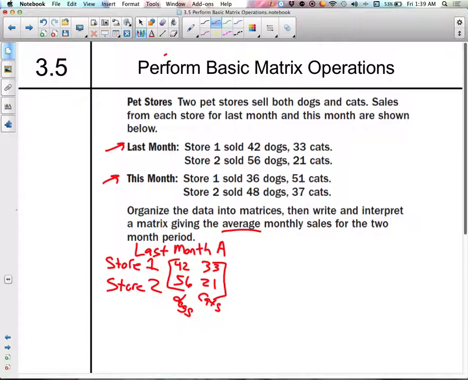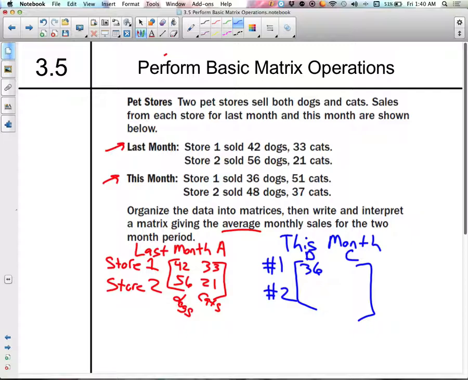Okay. We're going to do the same thing for this month now. We're going to set up a matrix. We'll call this matrix B for this month. And again, we have store 1, store number 2, and then we have dogs and cats. So that'll form our matrix. So we had 36 dogs and 51 cats, and then 48 dogs and 37 cats. And this is matrix B, by the way.